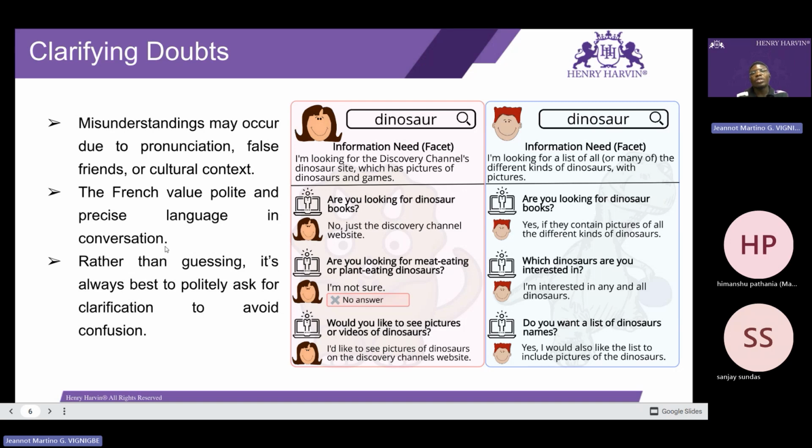Okay. Donc, nous avons une petite conversation. I'm looking for Discovery Channel dinosaur sites, which has pictures of dinosaurs and games. Okay. Are you looking for poop? Are you looking for dinosaur poop? No, just the Discovery Channel website. Okay. Are you looking for a meat eating or plant eating dinosaur?